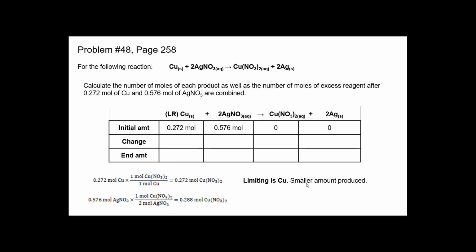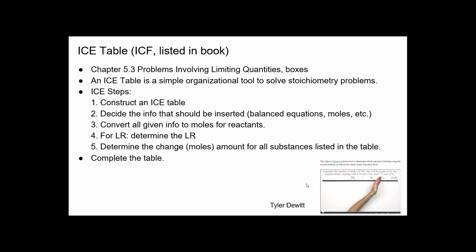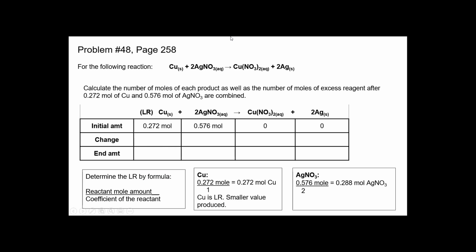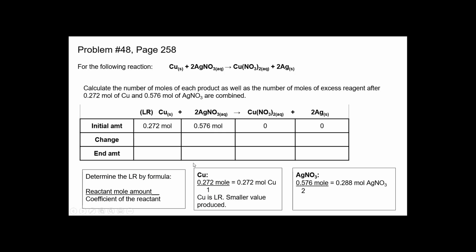But I'm going to show you another way to do this. In this video, I believe that Tyler DeWitt also shows you that way as well. This way only works for ICE tables. I would not suggest it for regular reactions, though you could probably use it to check for limiting. I'm used to doing it only here, and when I work these out without an ICE table, I tend to do it this way. I don't see why it wouldn't work, but I'm just kind of stuck in my way of doing things. So this is determining the limiting reactant by formula.